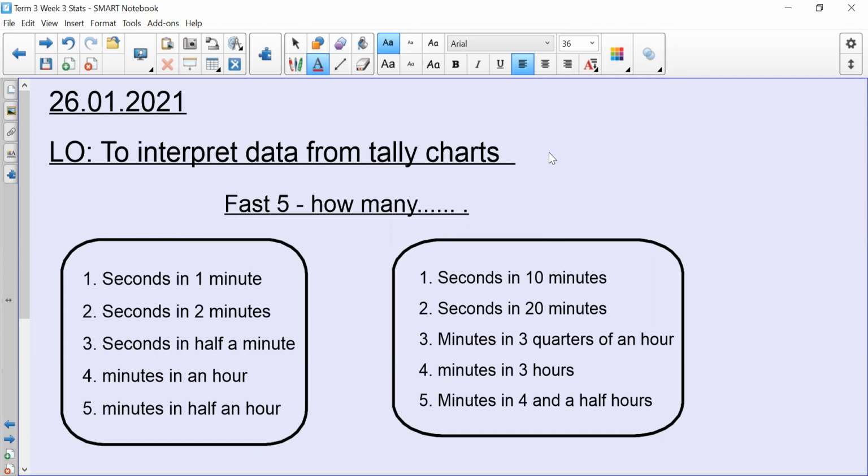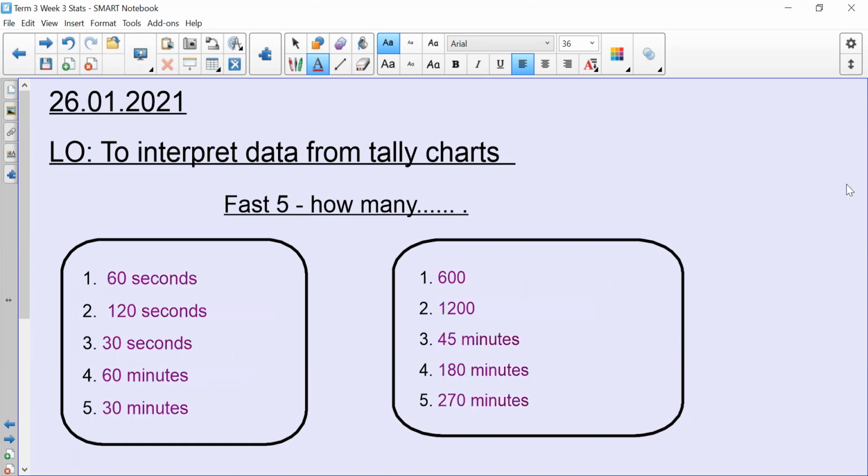You can mark these yourself, so let's have a look at how you did. Again, pause the screen and just tick your answers or write in the correct one. Remember, we can really use our knowledge of doubling, halving, things like that to help us solve these type of questions. So pause and get your fast five marked.